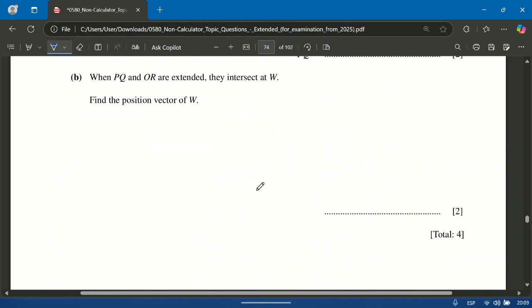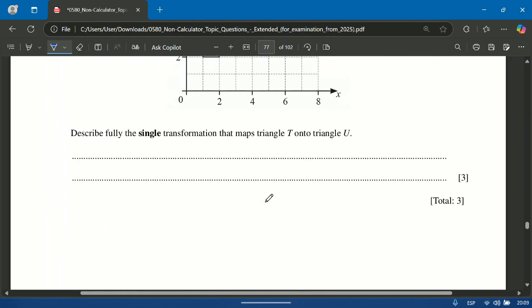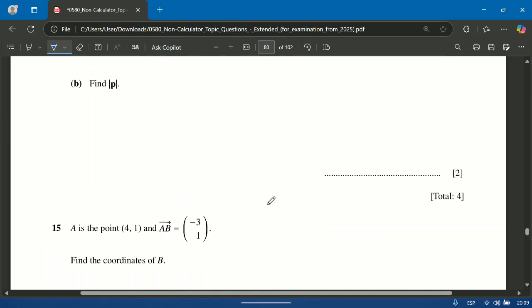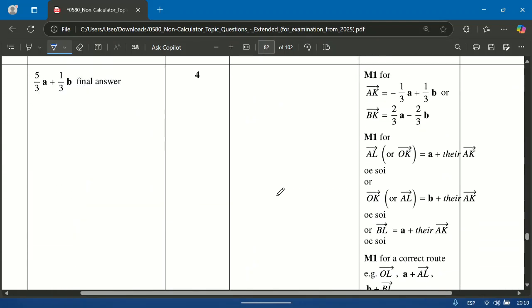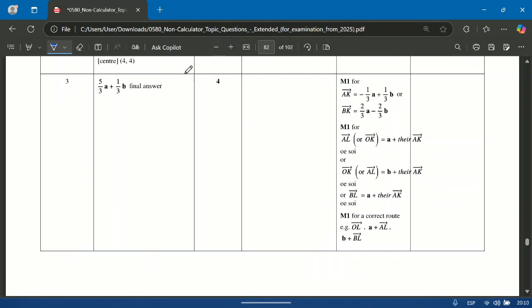Looking at the mark scheme, there we go. 5/3 A plus 1/3 B. Final answer. It doesn't say OE here, but this is not an official exam mark scheme, is it? And there you can see all the marks. I'm sure any equivalent answer like I gave will also be correct. And then you've done it. Well done.